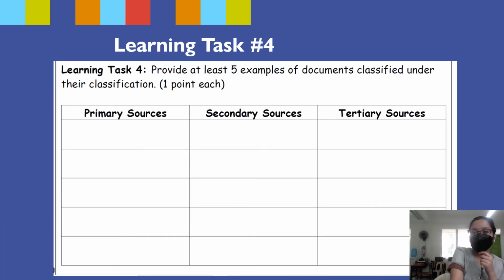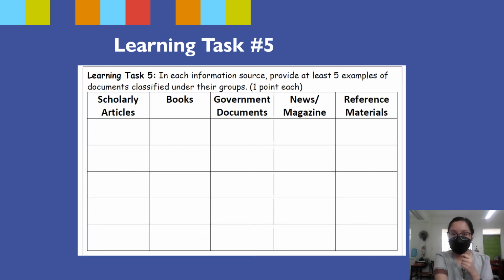Okay, so for learning task 4, just provide 5 examples of documents under this. You did this during your lesson 1, and you can do it again. Okay, and the last one, we have discussed the scholarly articles, books, government documents, magazines, and reference materials. You have to find 5 examples for each. This is easy too.